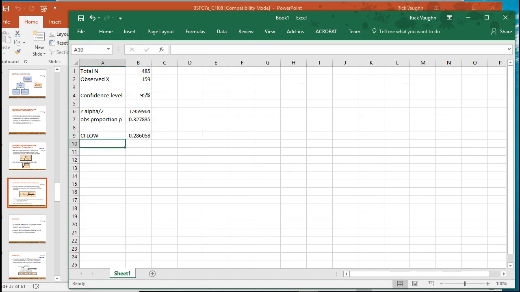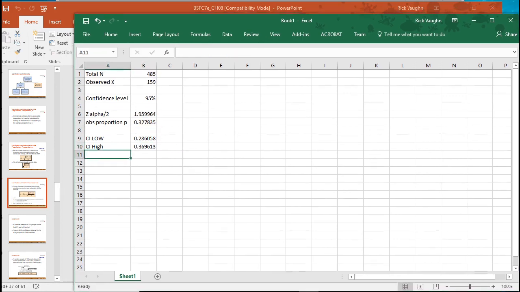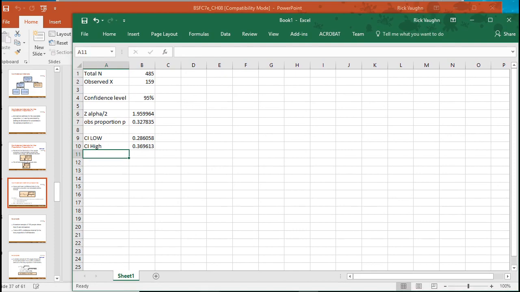So that should be the low end of our confidence interval. And when I go to do the high end, it's going to be pretty much the same. We're going to do equals the observed proportion p, this time plus the z alpha divided by 2 times sqrt, parentheses, the p times, parentheses, 1 minus p, divided by n, and close parentheses for the square root. All right, so that should be our low and high end of the confidence interval. Let's go ahead and type it into our problem and see.